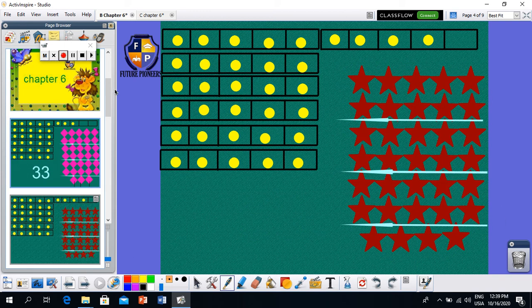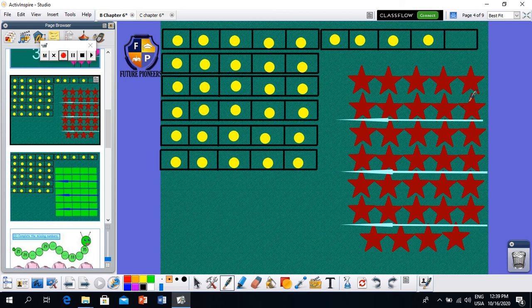Now count with me, how many stars do we have? This group is a group of 10, 20, 30. And don't forget we have 4 extra stars. After 30, 31, 32, 33, 34.